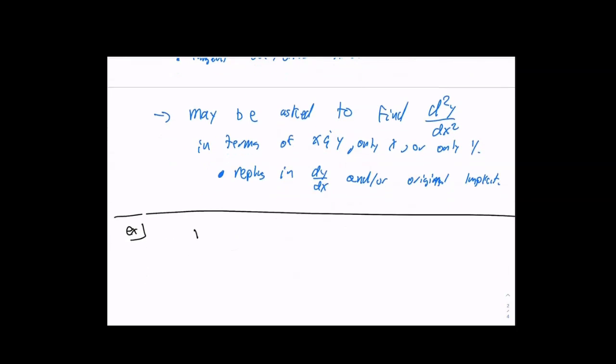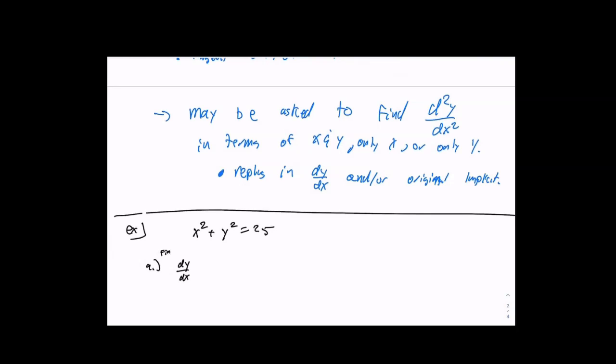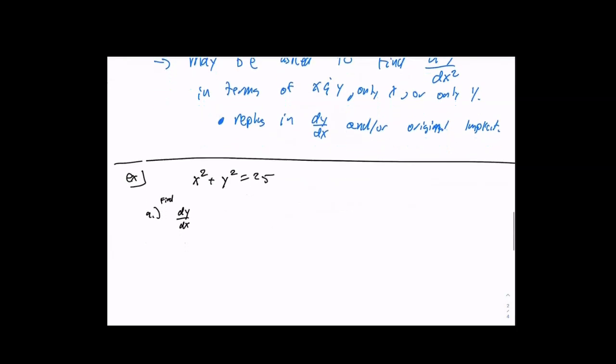So in this example, I'm going to give you the implicit function x squared plus y squared equals 25. Now, for those of you who have a strong understanding from your pre-calculus days, or Math 3, this is the equation of a circle with a radius of 5. It's an implicit function because we're not solving for x or y explicitly. And the first question is just a review question. We're going to find dy/dx.